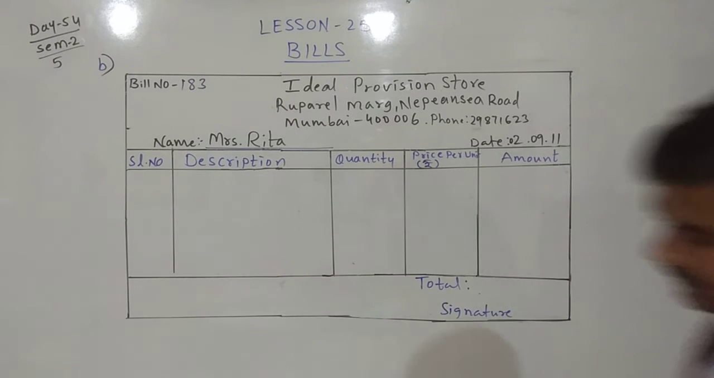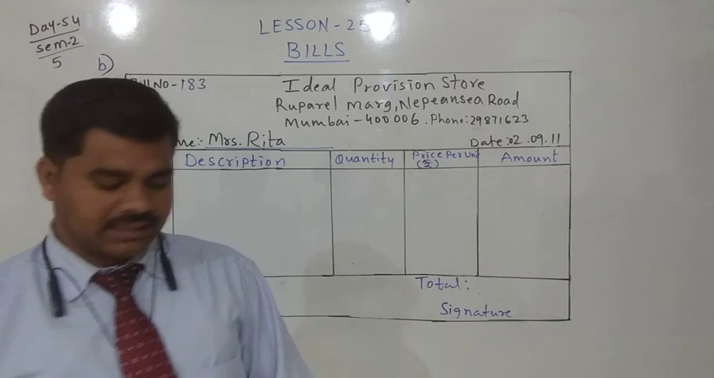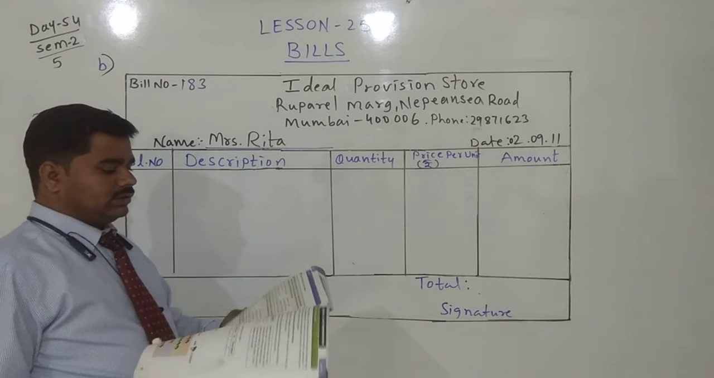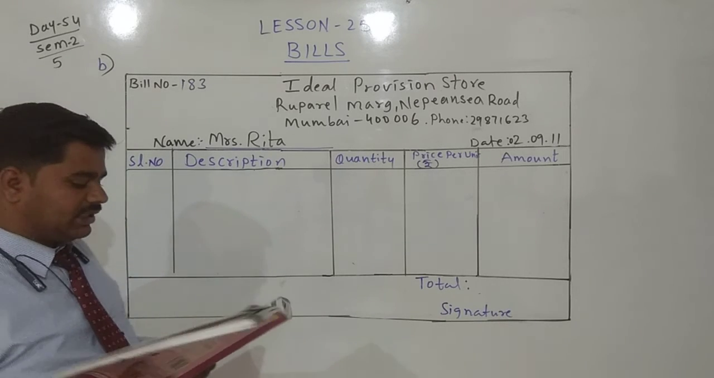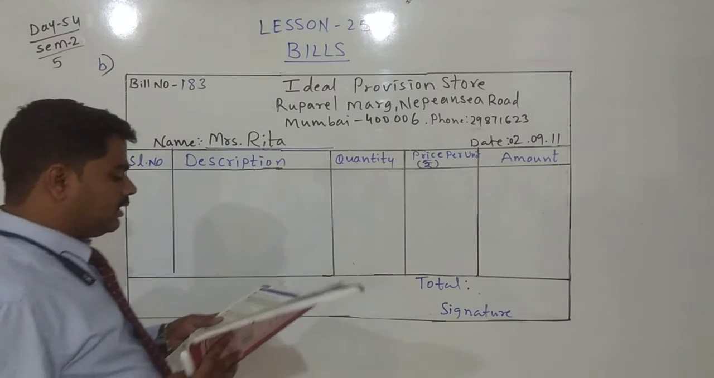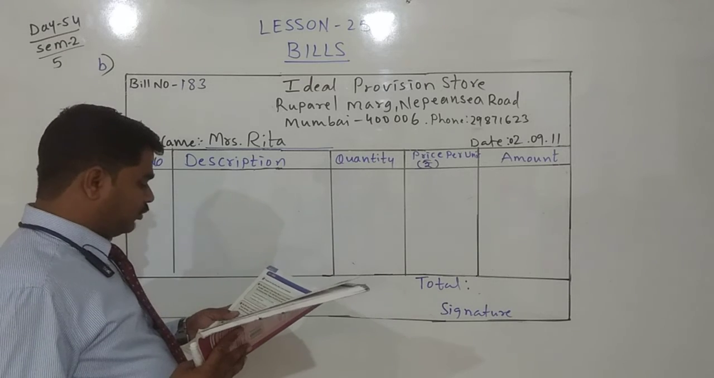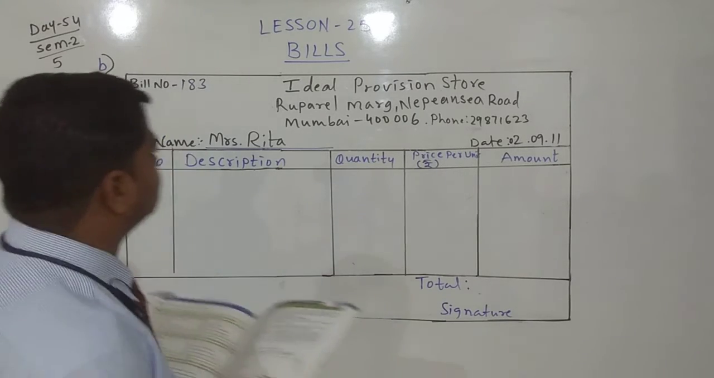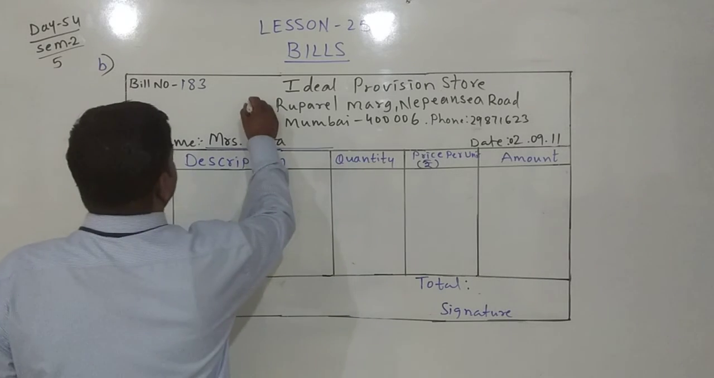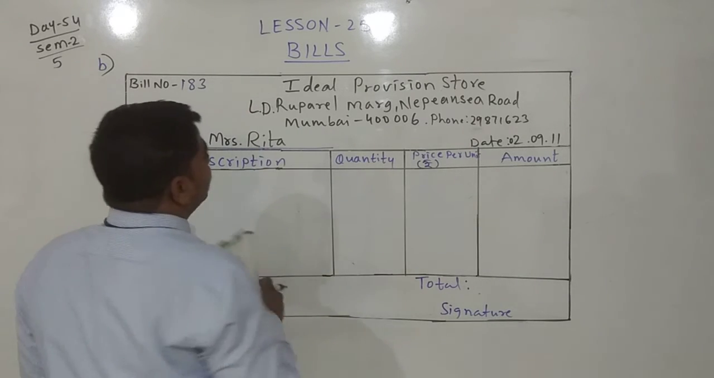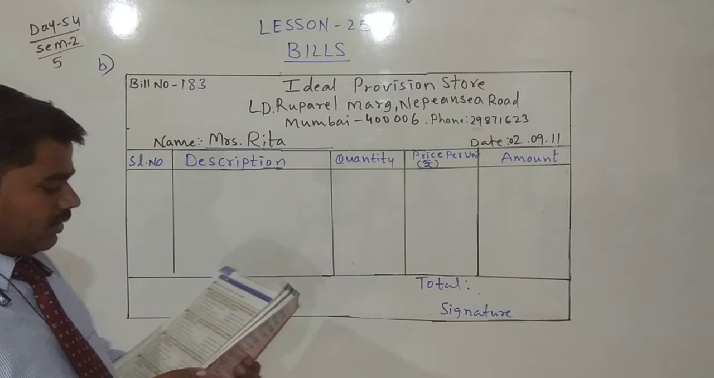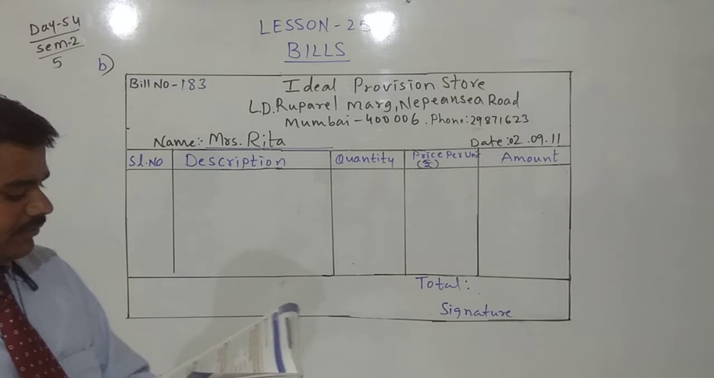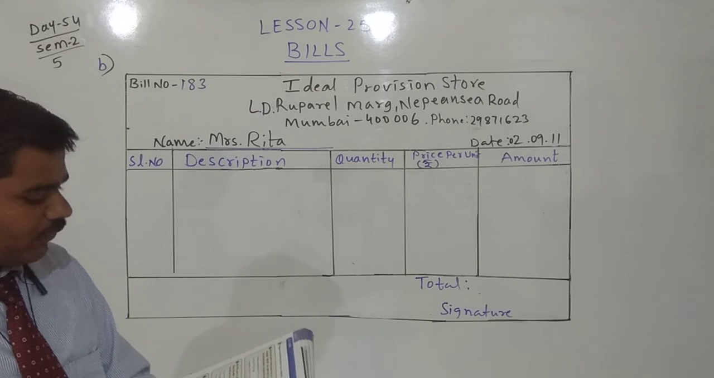Yes, see the second question, that is: Miss Rita went to Ideal Provision Store on 2nd March 2011 at LD Rupalal Mark, Neponcia Road, Mumbai. This address, Ideal Provision Store, then LD Rupalal Mark, Neponcia Road, Mumbai 400006. And she made the following purchases. Prepare the bill for the same.